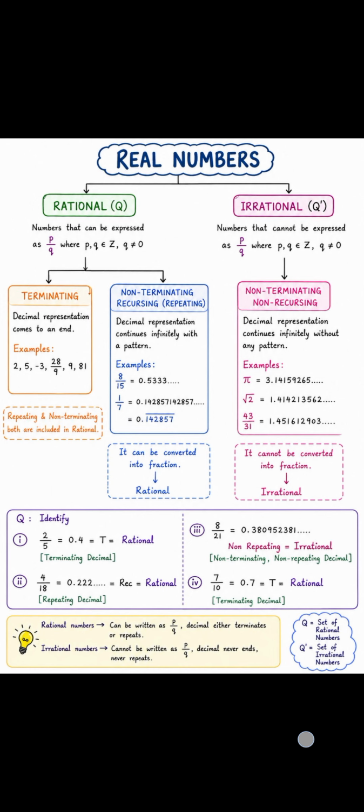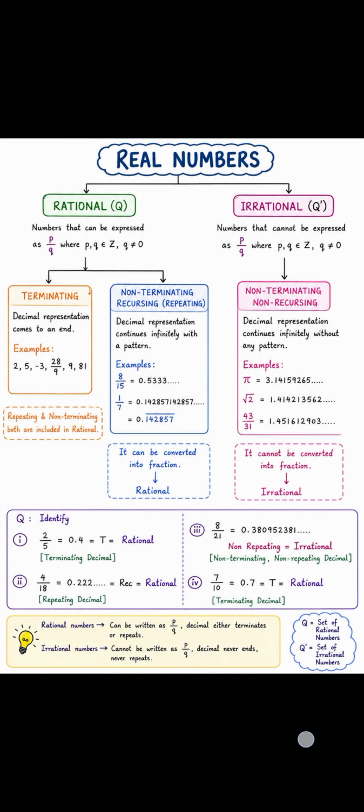Now we have the second question, 4 by 18. Now divide 4 by 18. We get the answer 0.2222 and so on. As 2 is repeating again and again, this is called a recurring decimal, non-terminating and a rational number.